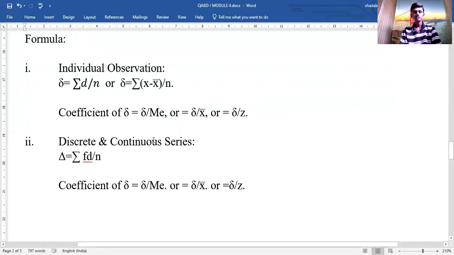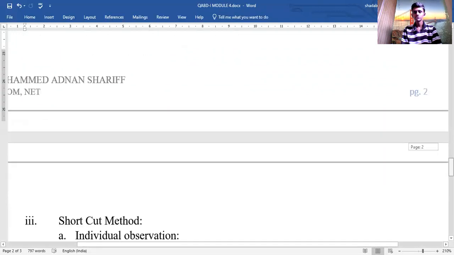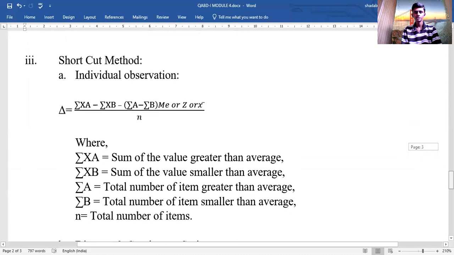Coming to discrete and continuous series, delta equals sigma fd divided by n. Now the coefficient of delta is the same formula: delta divided by median, delta divided by mean x bar, delta divided by z, that is mode. Moving further, we will see the shortcut method formula. Here, the shortcut method formula, when it is individual observation, what do we have to do?